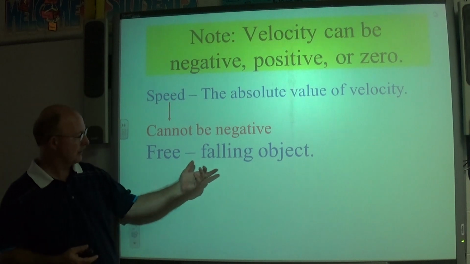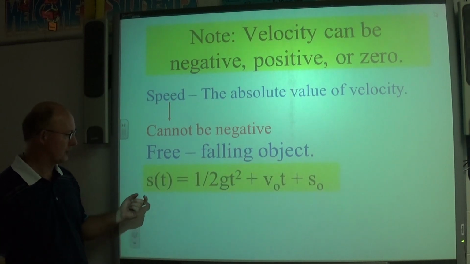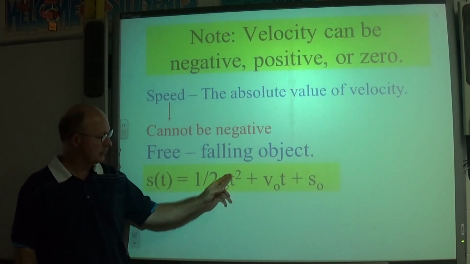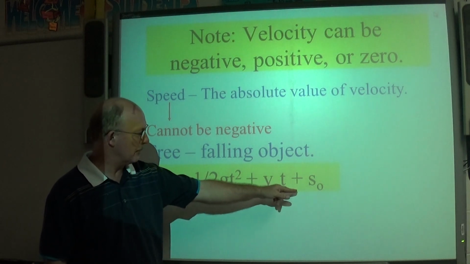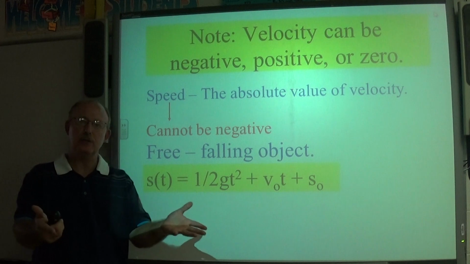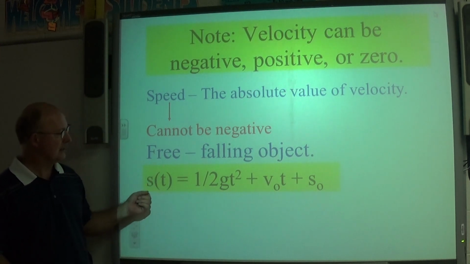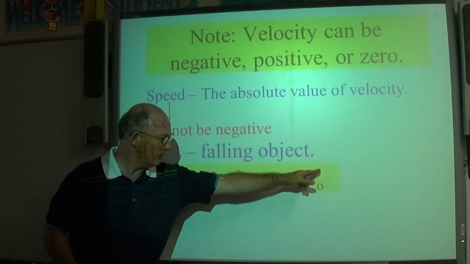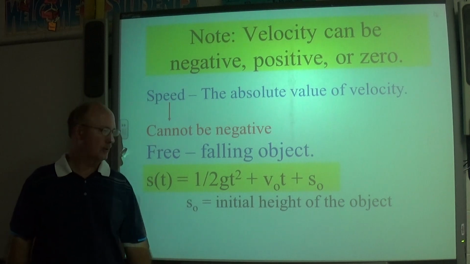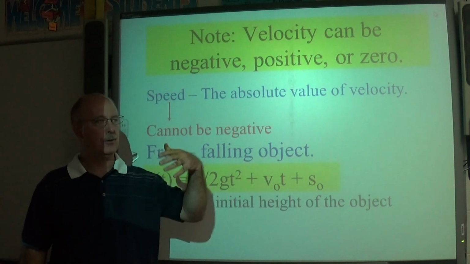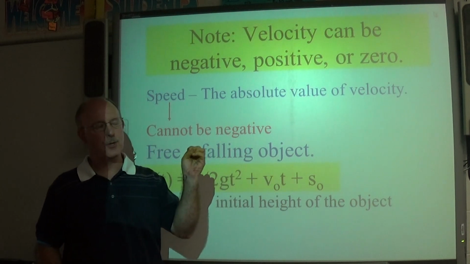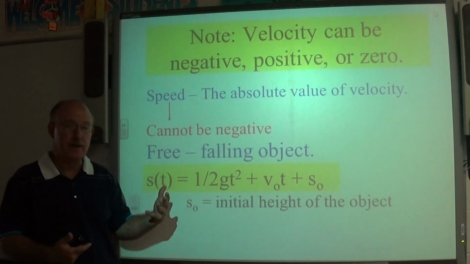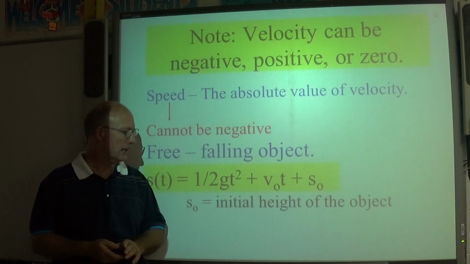Now, the formula for a free-falling object is described like so, out of your textbook. The position function s of t is 1/2 times g times t squared, plus v sub 0 times t, plus s of 0. Any of you that have had physics have probably seen this function, where s of 0 is the initial height of the object. For instance, if you're 50 feet up in a tree and you throw a rock out of the tree, s of 0 would be 50.